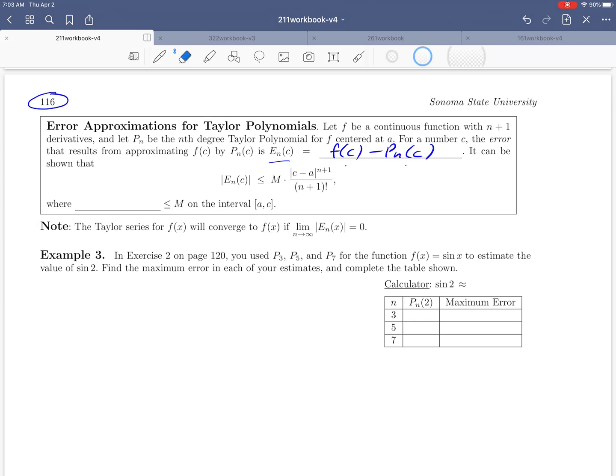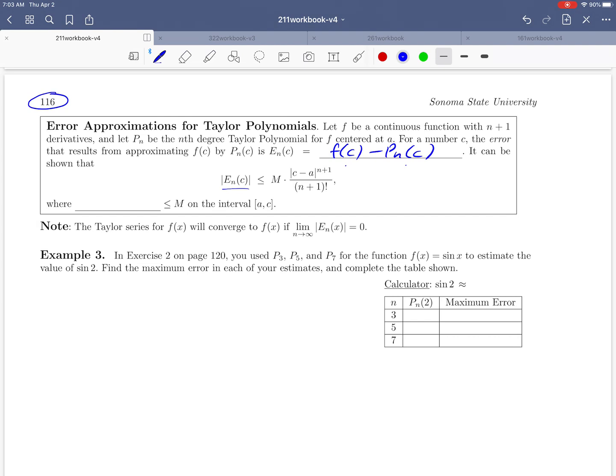And fortunately, we can do that by looking at the formula below. In particular, it can be shown that the absolute value of the error, En of c, is bounded by this formula. Let's read it together. M times the absolute value of c minus a to the n plus 1 over n plus 1 factorial. Wow, there is a lot going on in that formula. We've got a lot of symbols there. So let's maybe talk through a couple of those together.